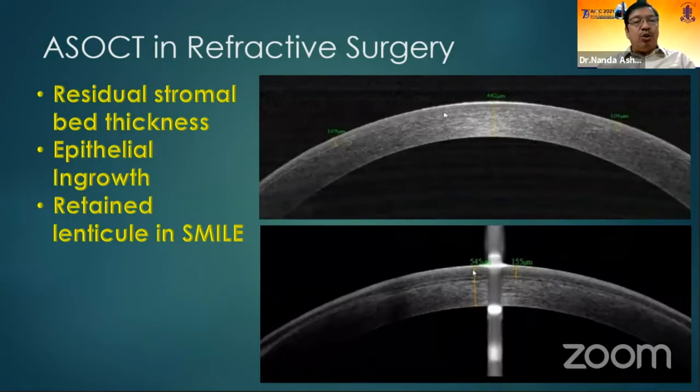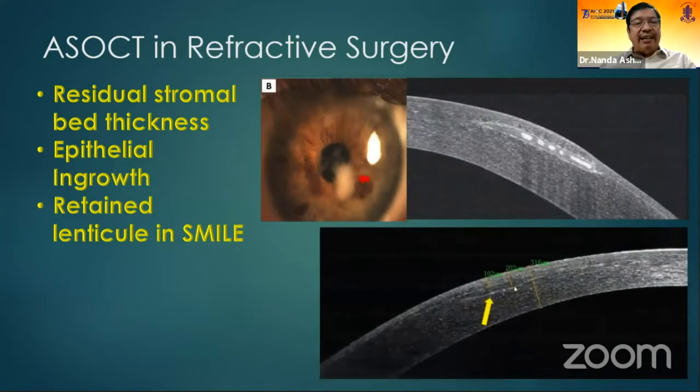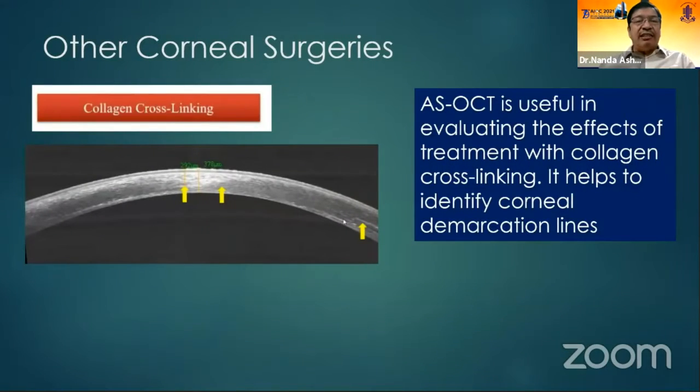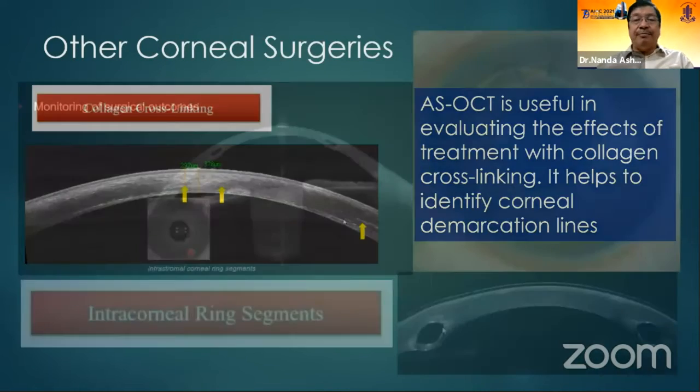At times, we need to know about the residual stromal thickness for re-LASIK, and anterior segment OCT plays a role in that. Epithelial ingrowth and retained lenticules in SMILE can also be delineated. In other corneal surgeries like collagen cross-linking, the anterior segment OCT helps in evaluating the effect of the treatment, that is, the cross-linking, at what depth it has been effective, by knowing about the demarcation line.